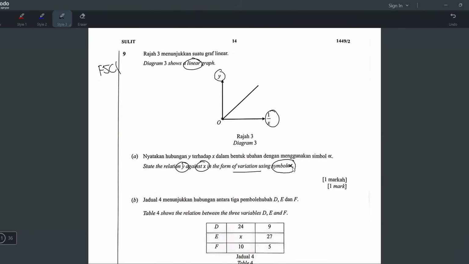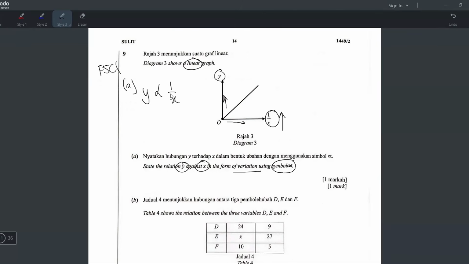Yeah, this is the symbol for relationship. I usually call it the ikan symbol. Okay, so how do you do this? Very easy, ma. You can see that when your 1 over x increases, right? Your y value is increasing also. So this is a direct relationship. They have a direct relationship. So y varies directly as 1 over x, like that.